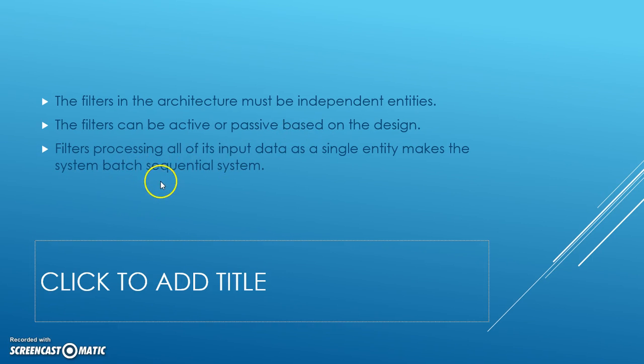One degenerate type of the pipe and filter architecture is where a filter processes all of its input data as a single entity. This makes the system more of a batch sequential system rather than a pipe and filter architecture, where only one filter processes all data and produces output.